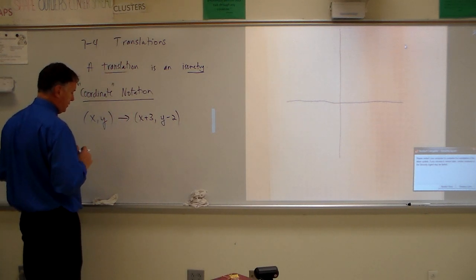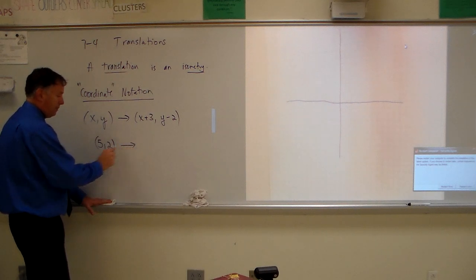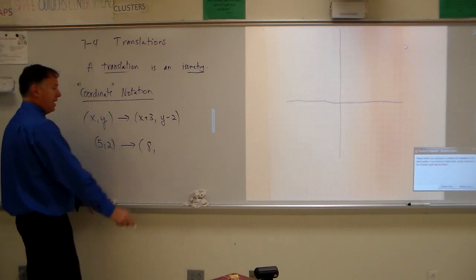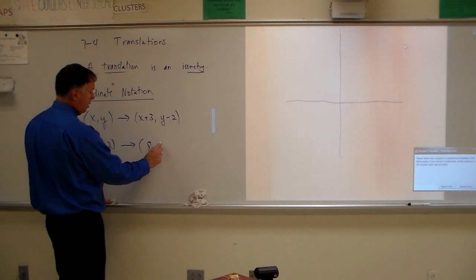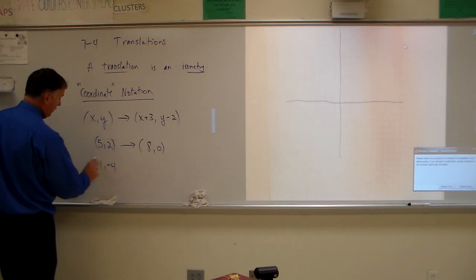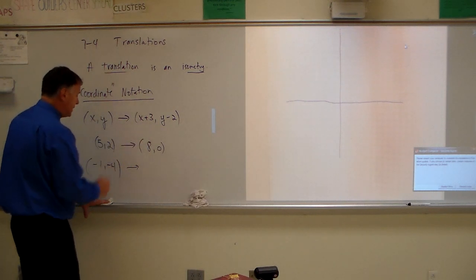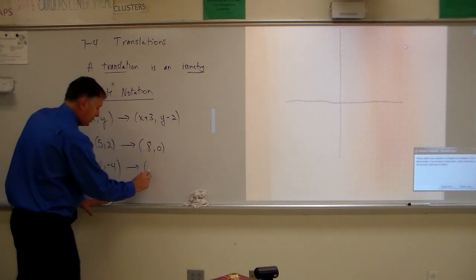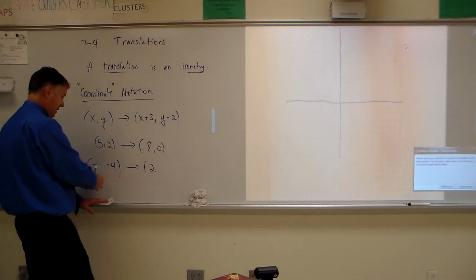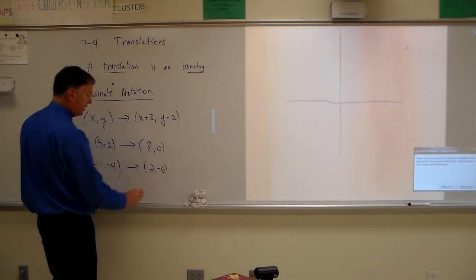And so what you do is, if you had a point, let's say I had a point of 5, 2, I have to perform my translation. My translation says that I add 3 to the x, so that would be 8, and I subtract 2 from the y, so that would be 0. So my new point would be 8, 0. If I had -1, -4 and I wanted to perform this same translation, then I add 3 to the x, negative 1 plus 3 is 2. I subtract 2 from the y, negative 4 minus 2 is a negative 6.